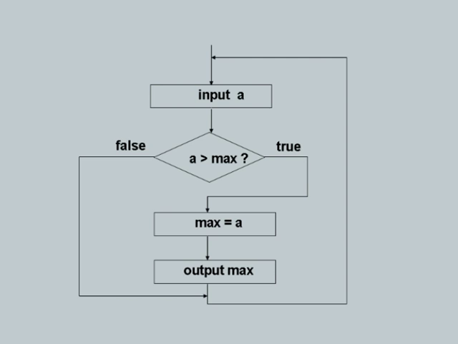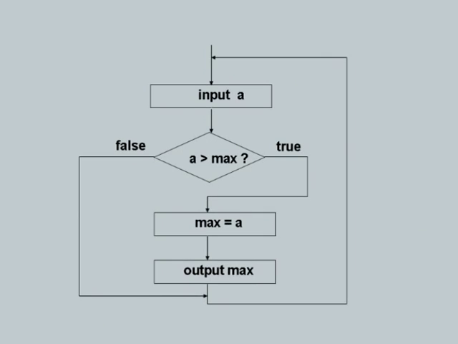Is A greater than max? True. Set max to A. Output max. And go back. If A is not greater than max, then what? Nothing. Leave max aside as it is. It represents the correct maximum so far. Go back here and continue iteration.